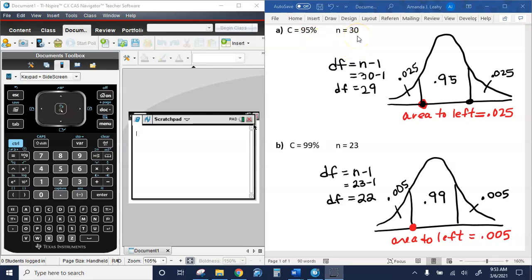Now, if I'm going to use my TI-Nspire, the first thing I need to do is calculate the degrees of freedom. So for a one sample t-test for means, we're talking about n minus 1 degrees of freedom, which is going to be 30 minus 1, or 29 degrees of freedom.